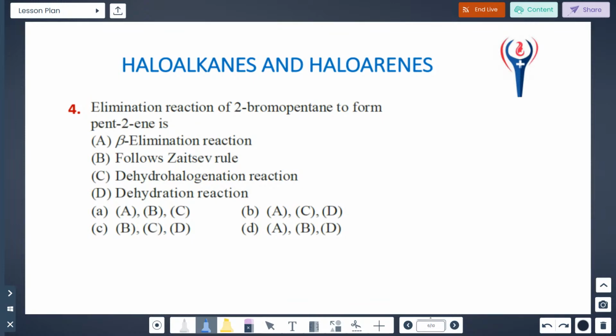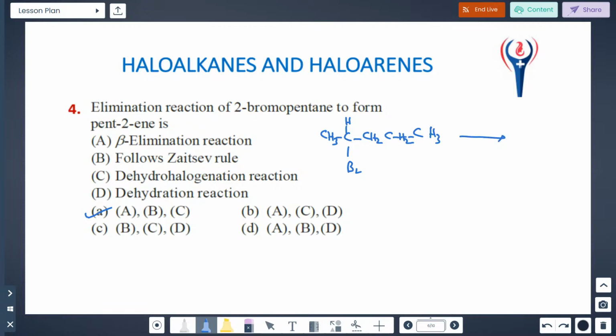It's a dehydrohalogenation. So among these, A, B, C are correct. Convert 2-bromopentane to pent-2-ene. I will write the equation once again. 2-bromopentane: pentane means 5 carbons, 2-bromo means the second carbon has bromine, and you can fill the rest with hydrogen. CH3, CHBr, CH2, CH2, CH3.